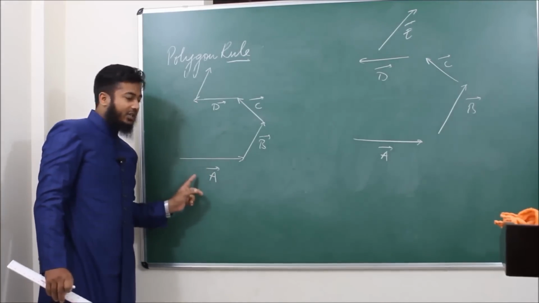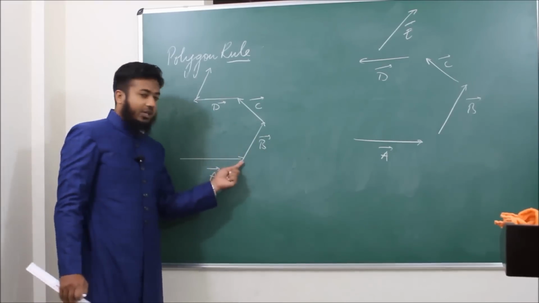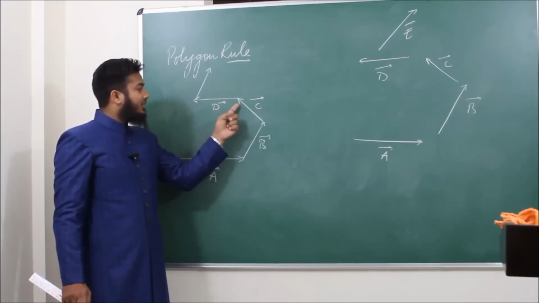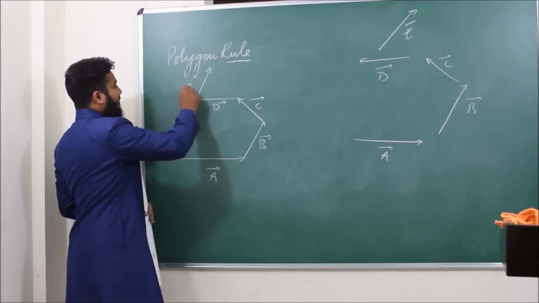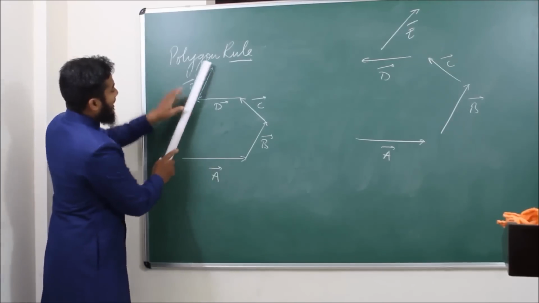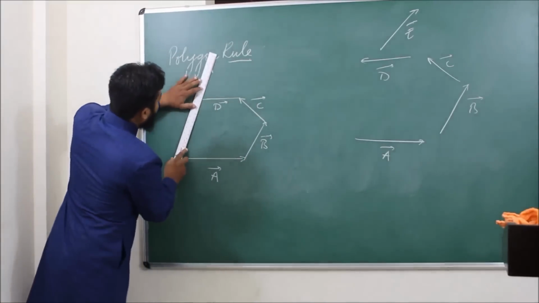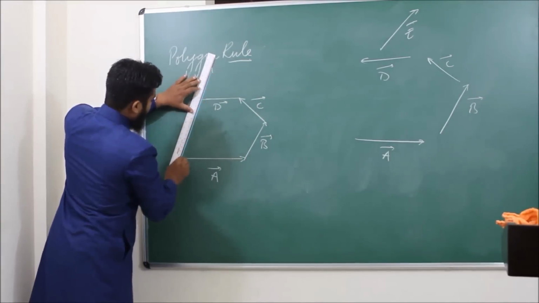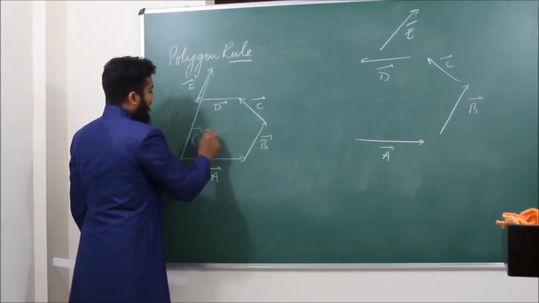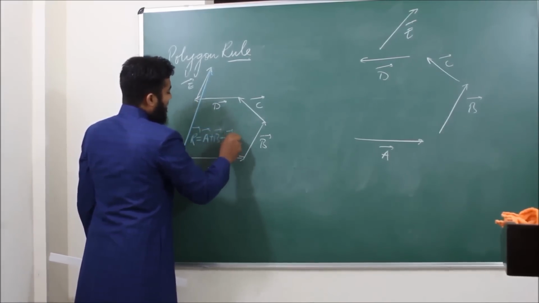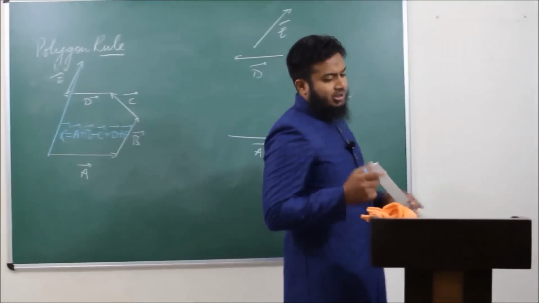Triangle rule में हमने एक वेक्टर की हेड से दूसरे वेक्टर की टेल ज्वाइन की थी. यहाँ पर दो से ज्यादा वेक्टर्स हैं, so पहले वेक्टर की हेड पर दूसरे की टेल, दूसरे की हेड पर तीसरे की टेल, एंड तीसरे के हेड पर नेक्स्ट वेक्टर की टेल, और उसके हेड पर उसके नेक्स्ट वेक्टर की टेल. This is vector E. Then join the initial tail with the final head. This is the resultant vector. This is vector R, and R is equal to A plus B plus C plus D plus E. So this is the polygon rule.